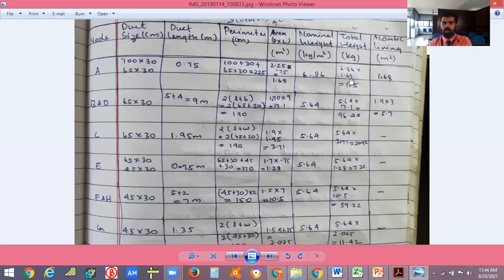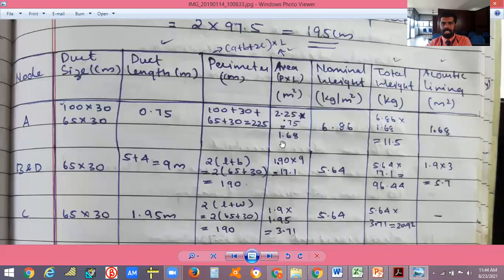So all this area will be covered with sound insulation or acoustic insulation or lining. So what you have to do? This area, 1.68 area will be covered with acoustic insulation. So you give the same area of the duct as the acoustic insulation area also. You understood what I'm saying? That dimension of the reducer, node A, it is a reducer. The dimension is 100 into 30 and 65 into 30. The duct length is 0.75. Perimeter, you have to add all those sides. Area means perimeter into length. Perimeter into length, you multiply and get the answer.